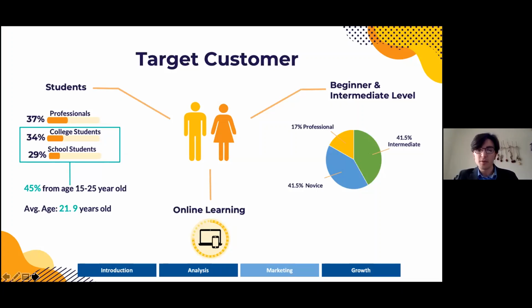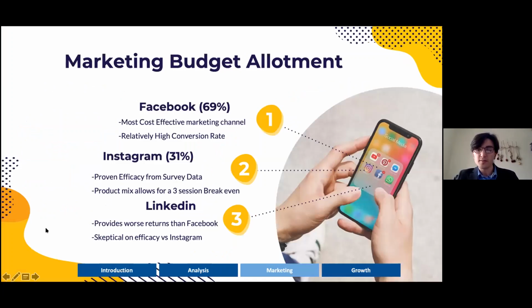Moving on to budget allotment. Based on our analysis on budget allotment, investing directly into Facebook advertising in Canada would be the most cost-effective way to spend our advertising dollars.